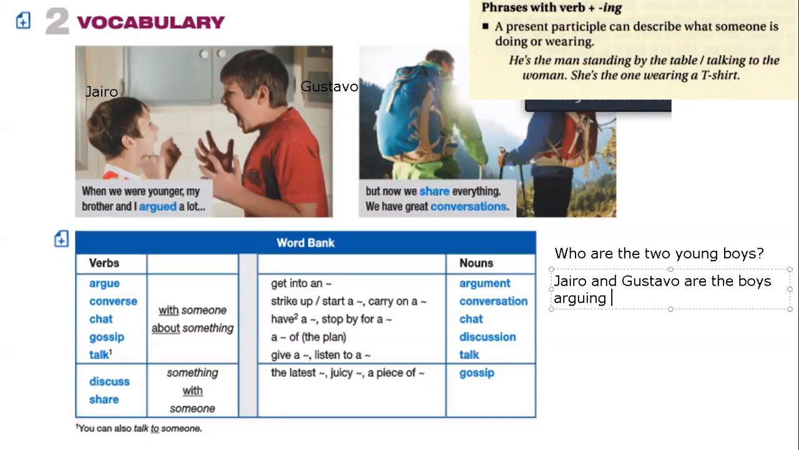Arguing, or the word argue, can be used with the preposition. What preposition? In, on, or about? About. Muy bien, about. Arguing about what? The dangerous. Okay.